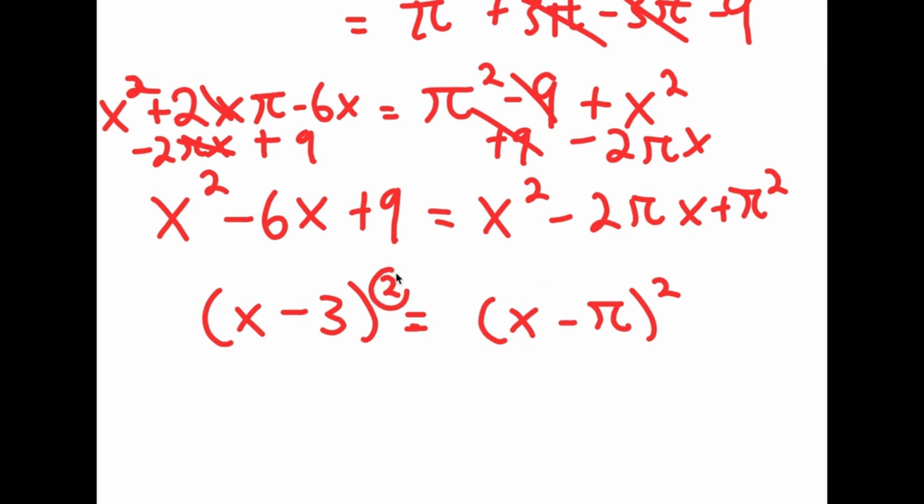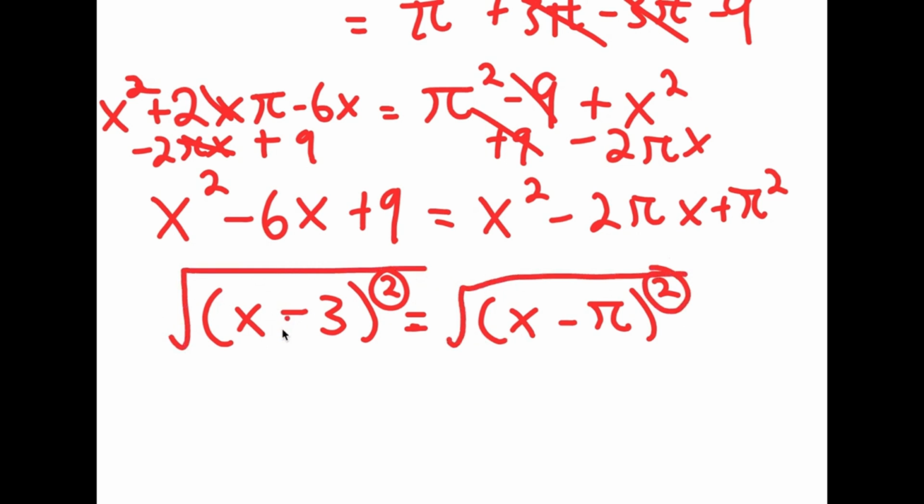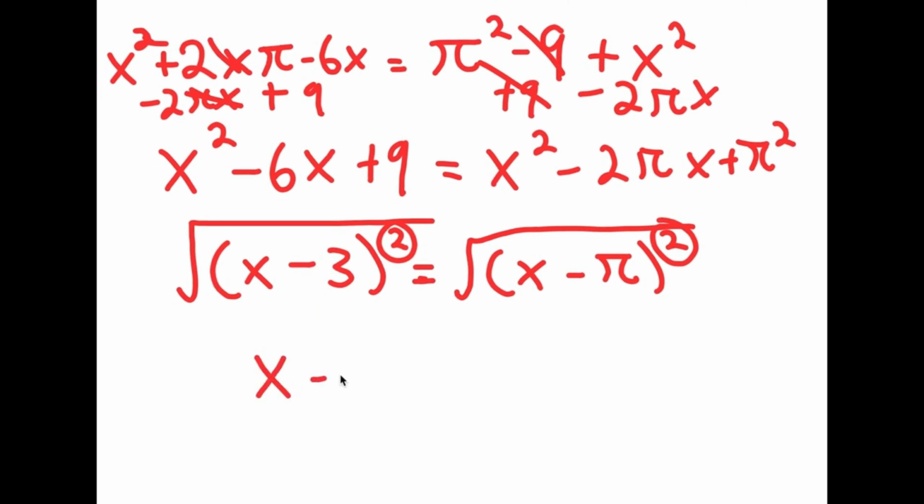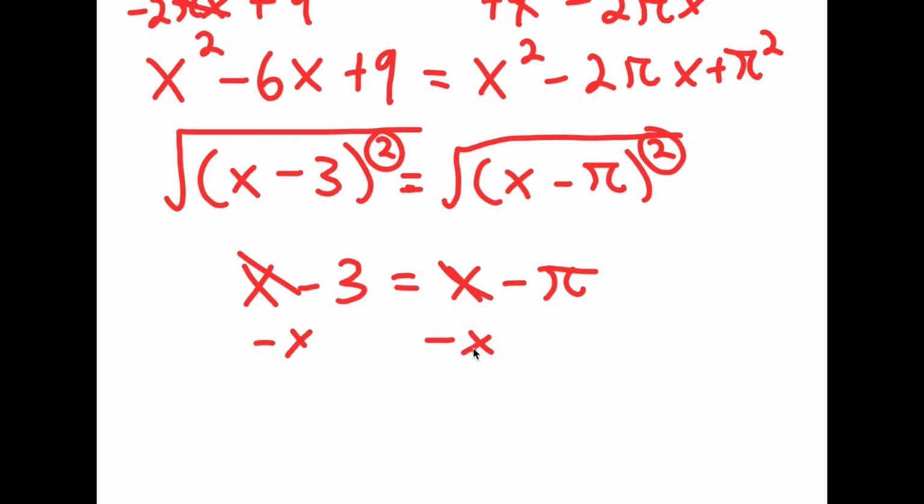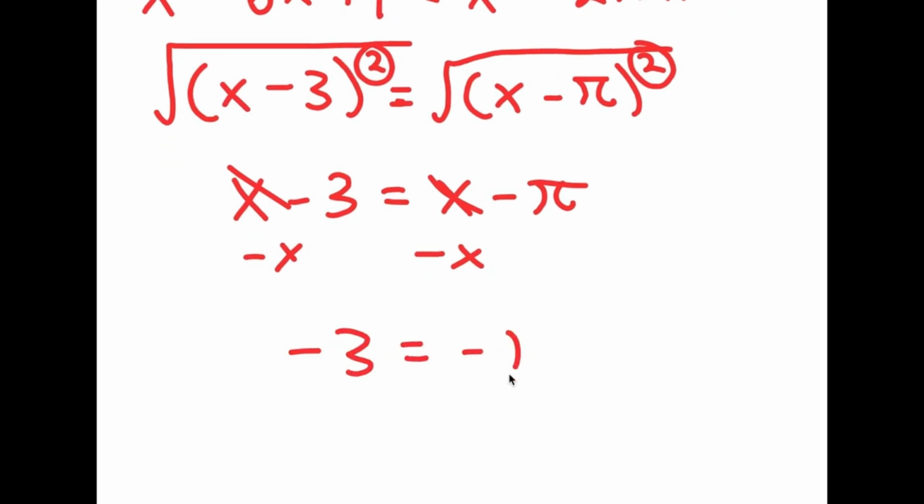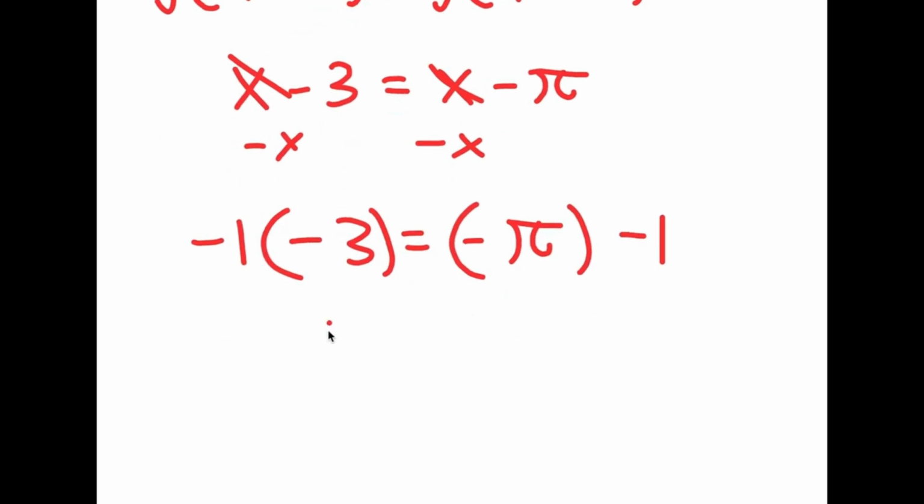And now, I want to cancel these two squares, so I'm going to take the square root on both sides. The square root of (x − 3) squared is equal to x minus 3, and the square root of (x − π) squared is equal to x minus π. So I get x minus 3 is equal to x minus π. Now I'm going to cancel these two x's out by subtracting x on both sides, so I get negative 3 is equal to negative π. If I multiply both sides by negative 1, I get π is equal to 3. So there you have it, I just proved that π is equal to 3.